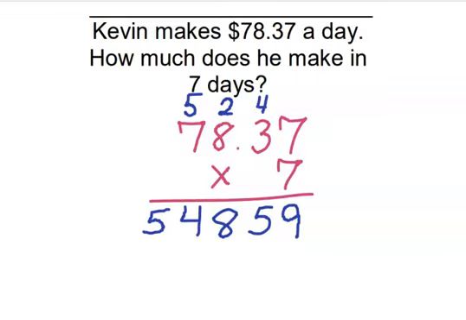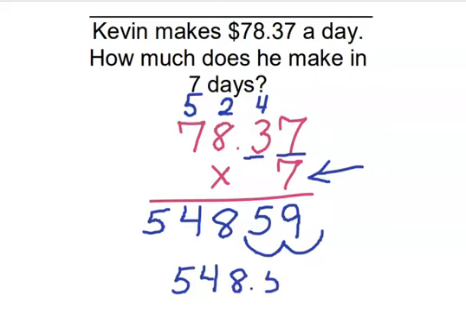All right, then we look and see how many numbers are to the right of the decimal up here. There's 2 there. There's none in this row, so there's just 2 places, 1, 2. So our answer is 548.59. So that's how much money would be made in 7 days.